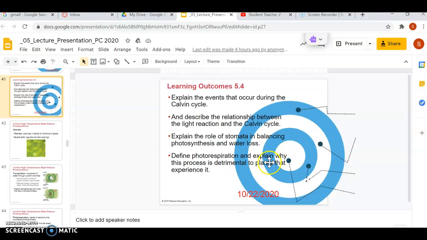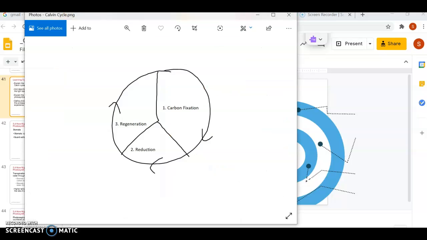So just to review a little bit here on the Calvin cycle, I'm going to go to my picture here. So this is a picture of the Calvin cycle, and there's 3 stages in the Calvin cycle. Carbon fixation, that's number 1. Reduction, and this is the step where we use a bunch of high energy compounds like ATP to make sugars, and then regeneration to restart the cycle all over again.